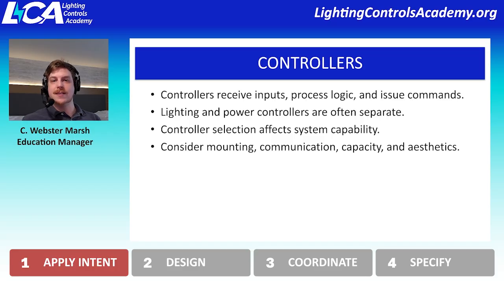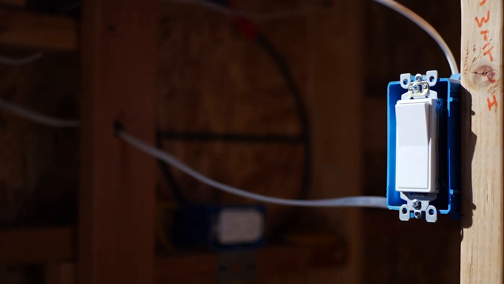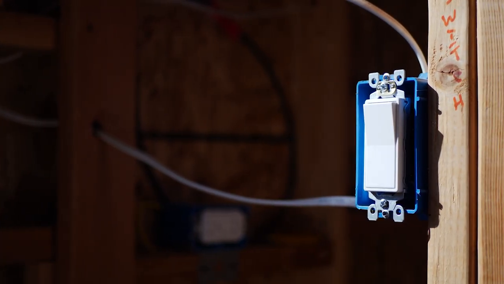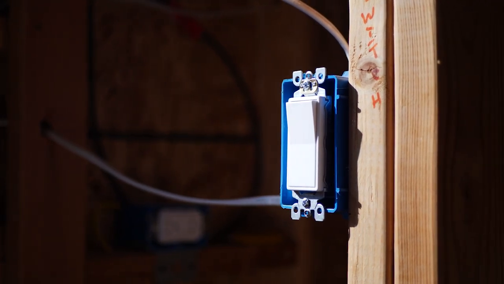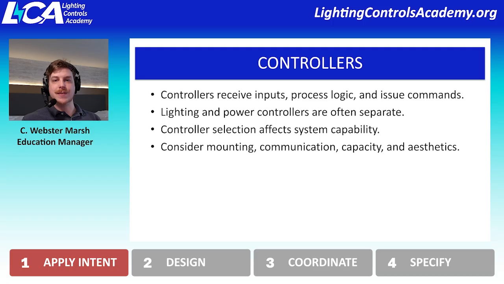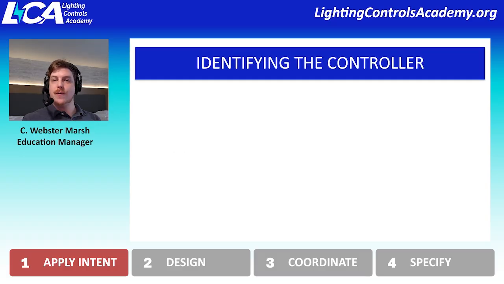And finally, the aesthetics. If the controller itself is mounted inside of something that you would see on a daily basis, like a switch, you might want to confirm with the stakeholders of the space, hey, is this an aesthetic that you like, or do you dislike this aesthetic, and should we go with something else? So let's go over some questions and how you identify the controller.